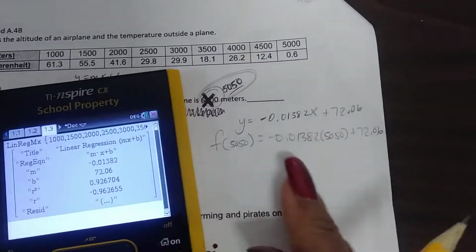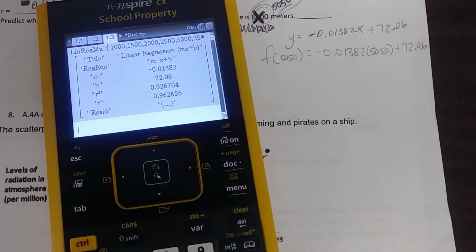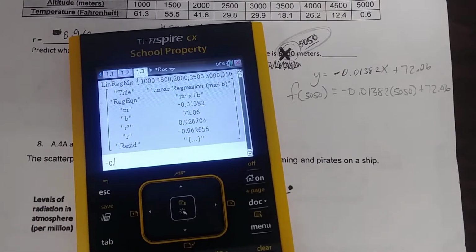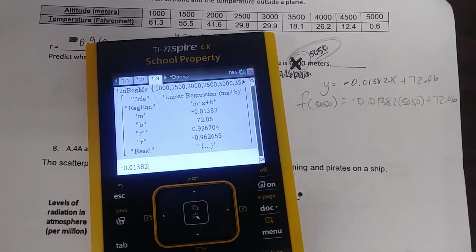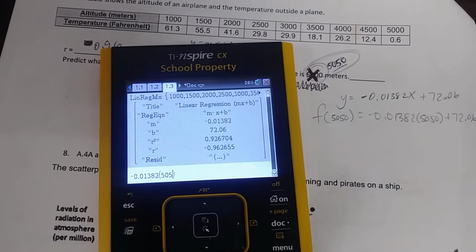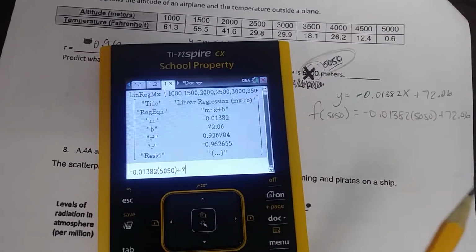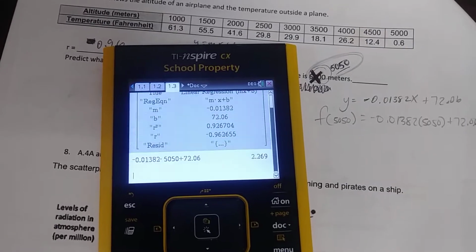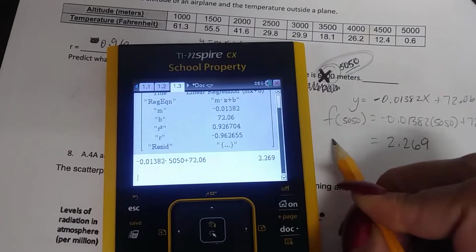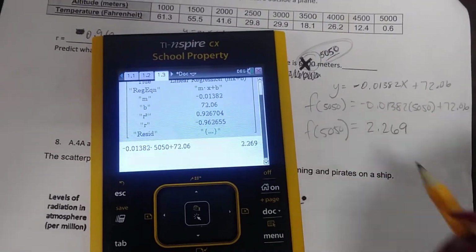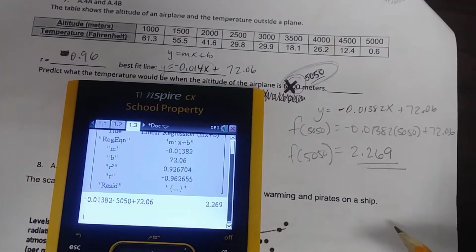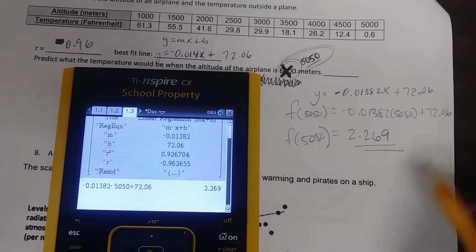So let's do that. Negative 0.01382, open parentheses, 50, 50, close, plus 72.06, press enter, and I get 2.269. So this would be the temperature. It's crazy, huh?